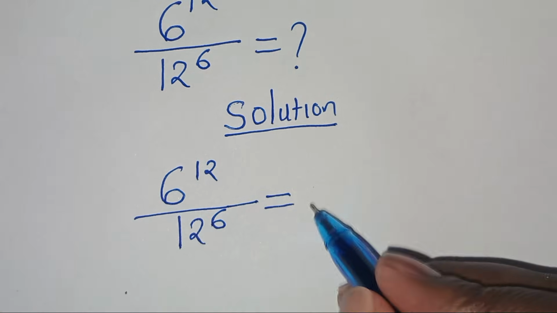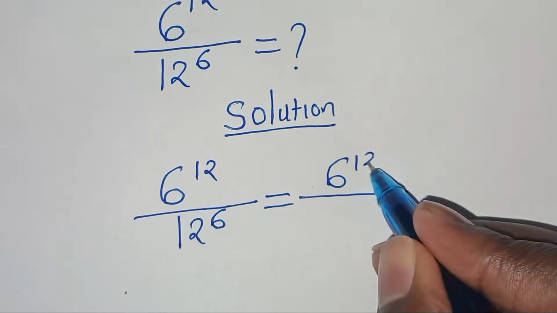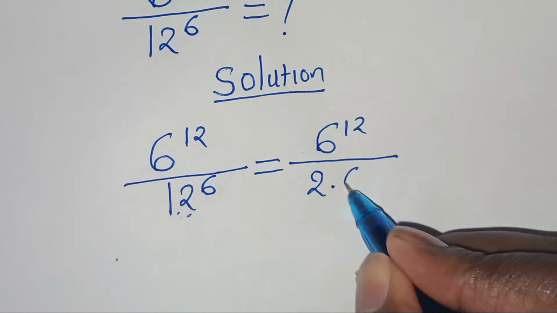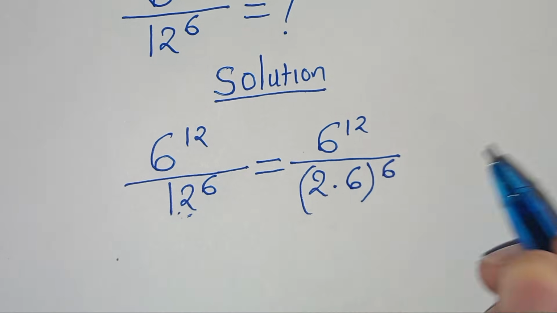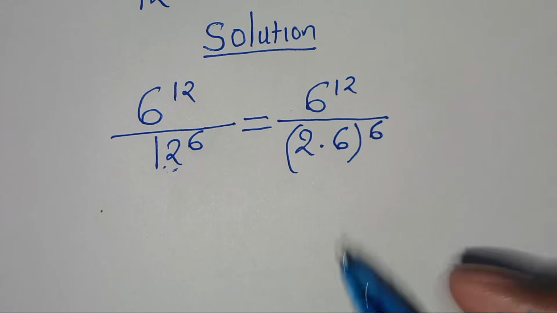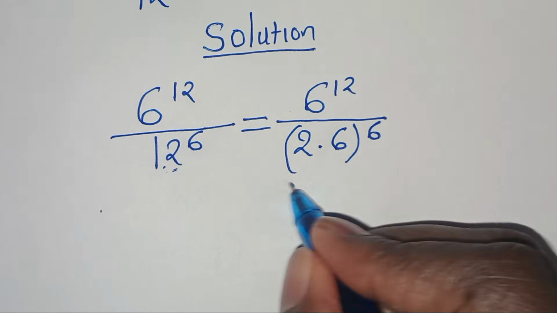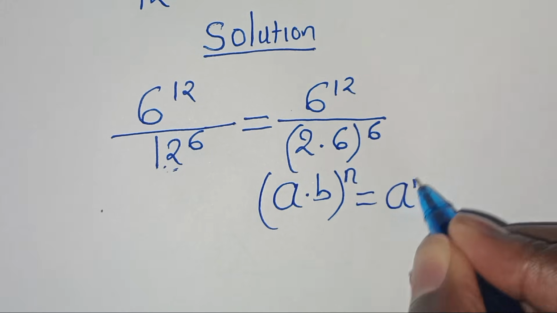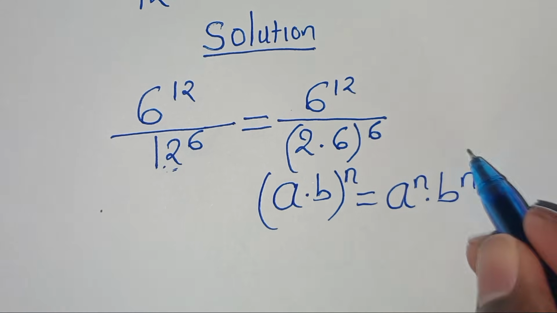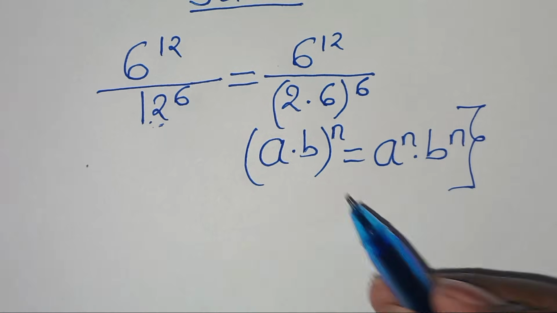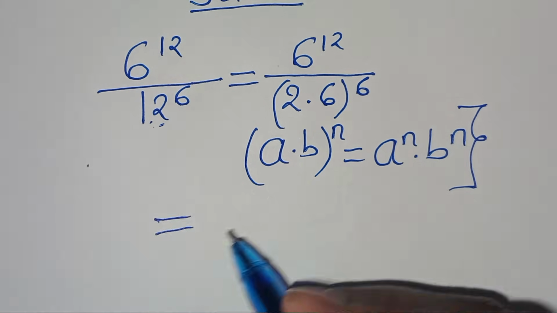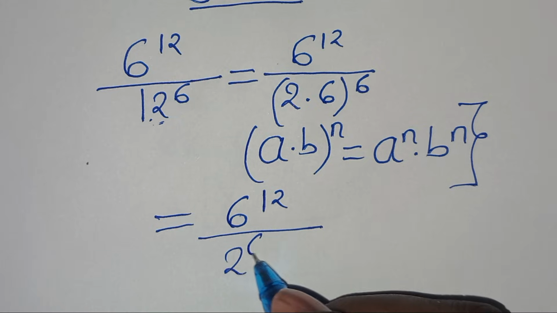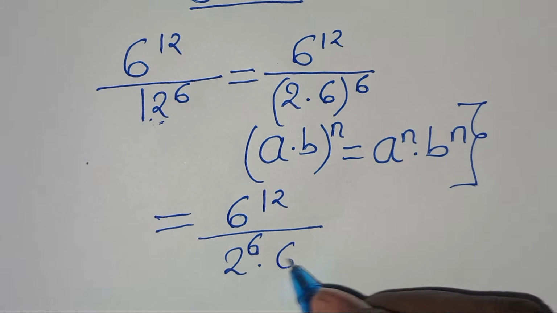Now, in the denominator here, we have 12 to the power of 6. We can express 12 as 2 times 6 raised to the power of 6. Now, we have 2 times 6 to the power of 6. This is in the form of a times b raised to the power of n, which we can express as a to the power of n times b to the power of n. Applying this exponent property, then here we have 6 to the power of 12 divided by 2 to the power of 6 multiplied by 6 to the power of 6.